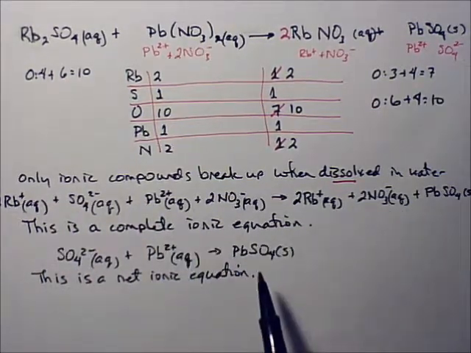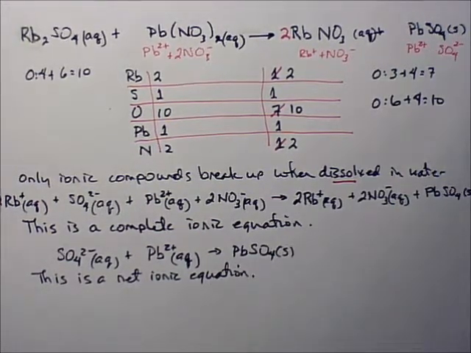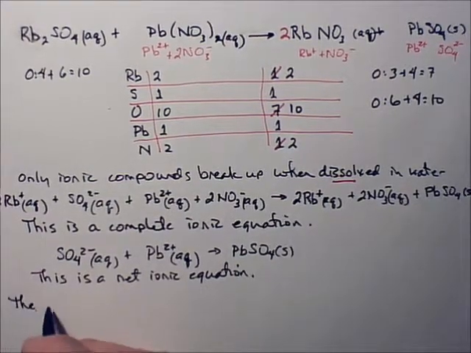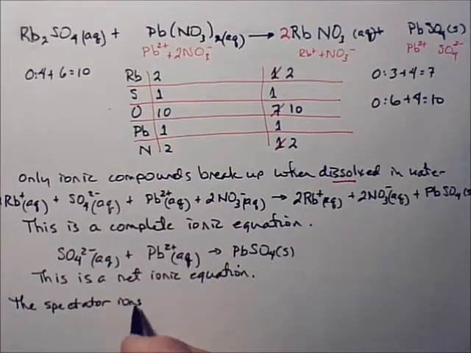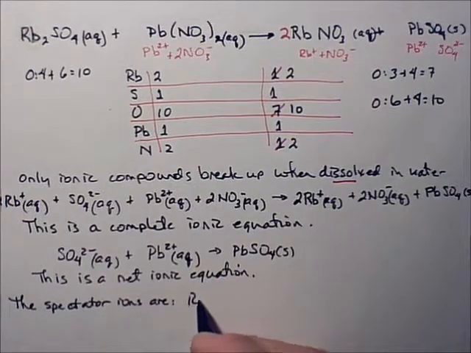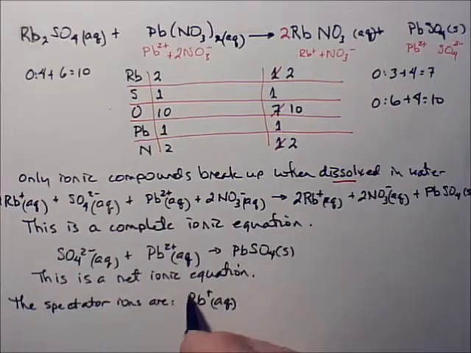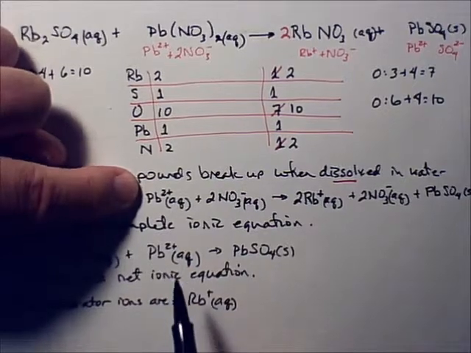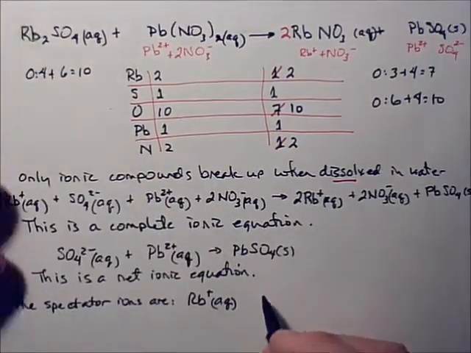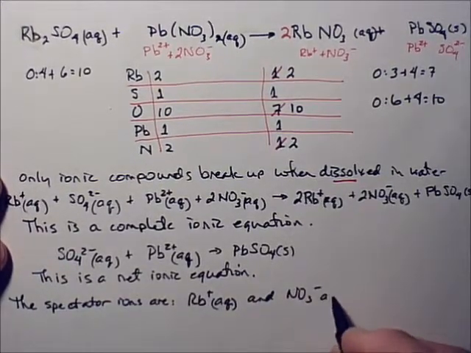We got some things up here that aren't changing. Okay? Those are the spectator ions. Let's look and see if we can figure out what those are. So, the spectator ions: rubidium. We didn't write it down here in our net ionic equation, so it's a spectator. Sulfate we wrote down, so it's not a spectator. Lead's in the game here. Nitrate's not in the game. So nitrate is a spectator ion. Okay?